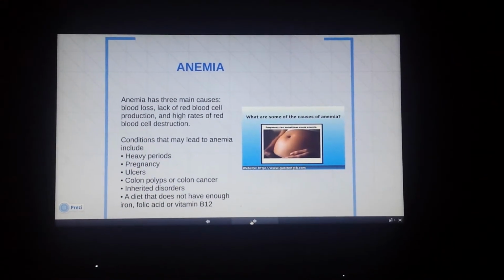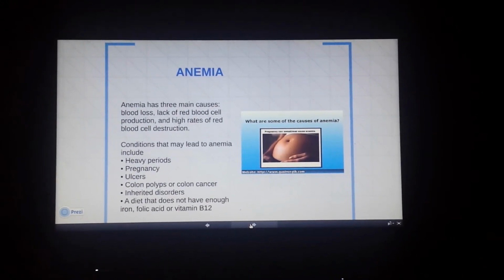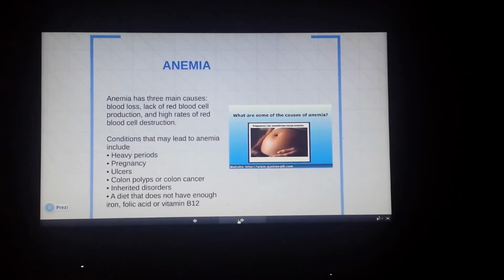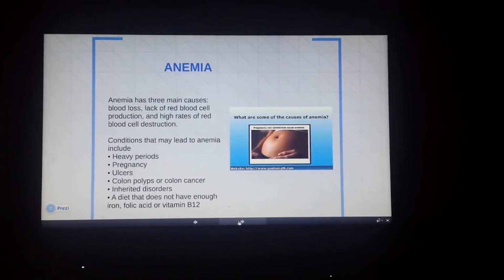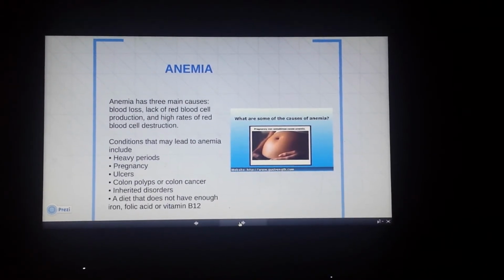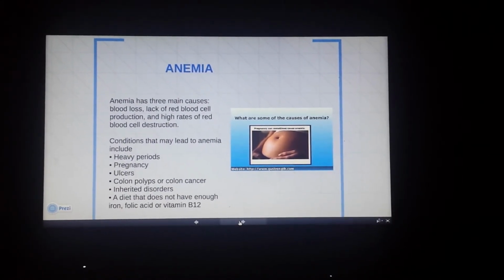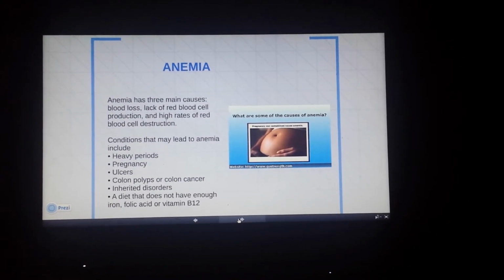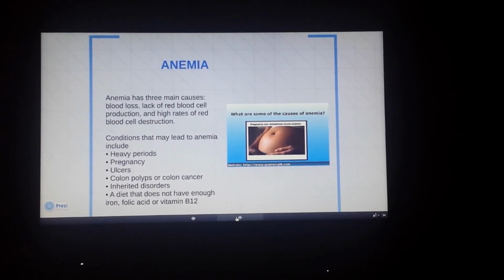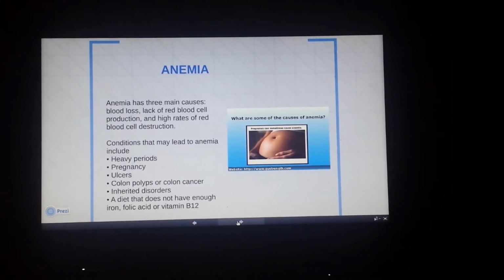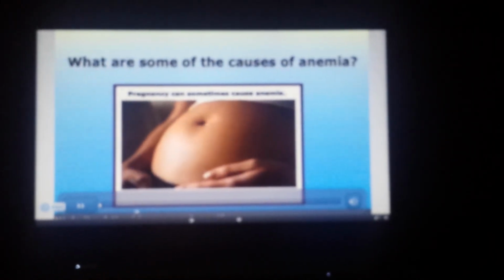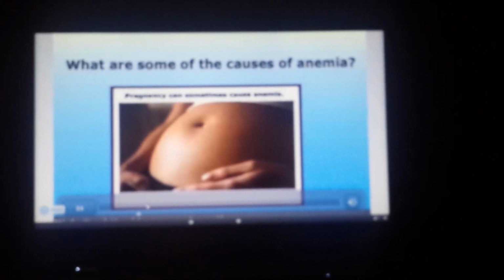Anemia. Anemia has three causes: blood loss, lack of red blood cell production, and high rates of red blood cell destruction. Conditions that may lead to anemia include heavy periods, peptic ulcer, colon polyps, or colon cancer. A diet that doesn't have enough iron, folic acid, or vitamin B12. Vitamin deficiency anemia, and anemia of chronic disease.